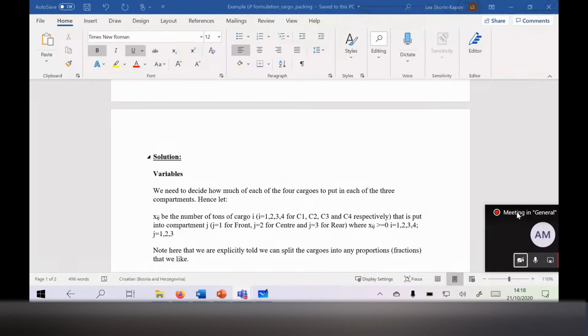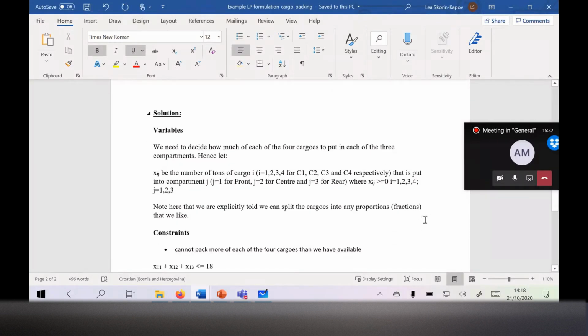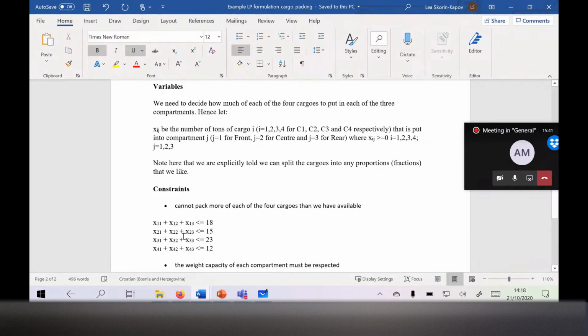Now let's start with trying to formulate these constraints. First of all, we cannot pack more of each of the 4 cargoes than we have available. That's our first set of constraints, and that's this here. x11 plus x12 plus x13, the amount of cargo 1 in the front, center, and rear of the plane, has to be less than or equal to 18, which is the amount of tons that we have available of cargo 1. Same thing for cargo 2, 3, and 4. Okay, that's clear, I assume? Feel free to jump in and stop me if there's something that's not clear. So that's our first set of constraints.